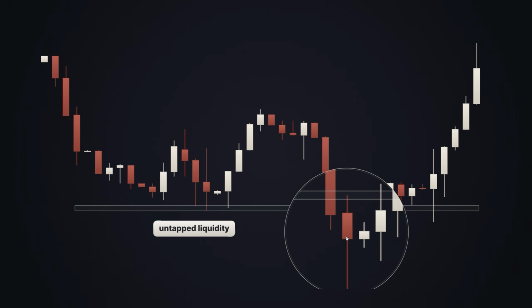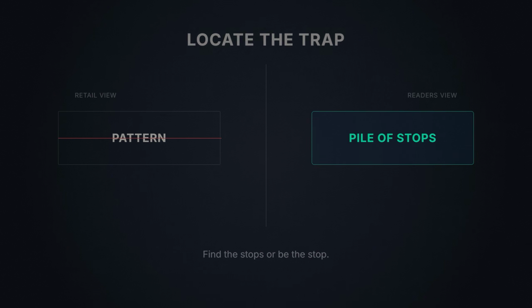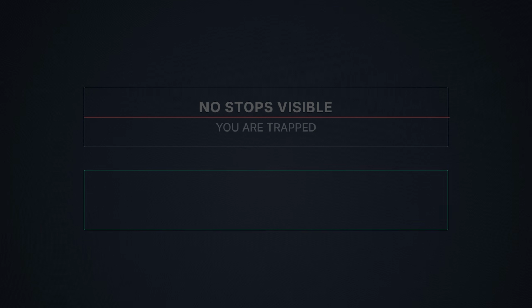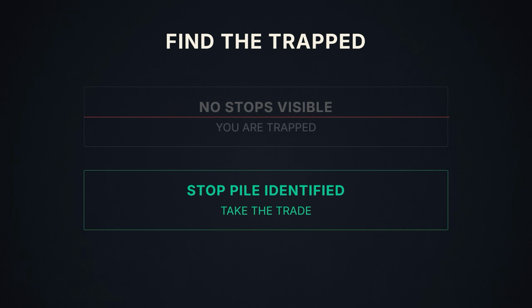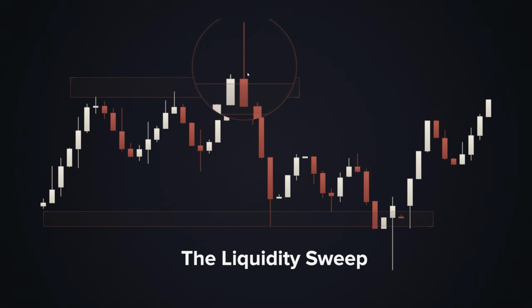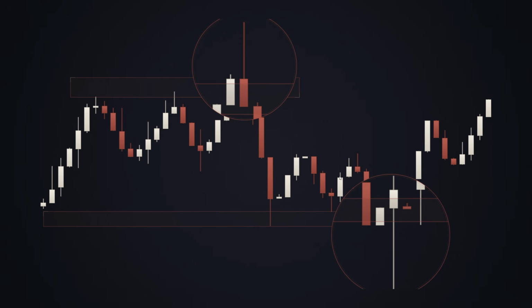My decision rule is simple. If I cannot see where the losers are trapped, I am probably the one getting trapped. I only take a trade when I can point to a pile of stops that price is about to hit. There is a name for what happens when price pokes the high and reverses. It is called a liquidity sweep. Here is what it looks like on a chart before it prints.